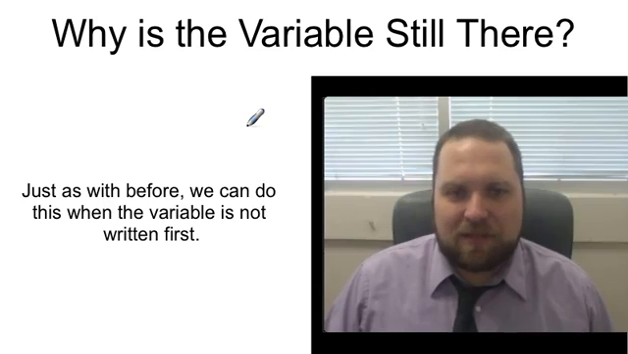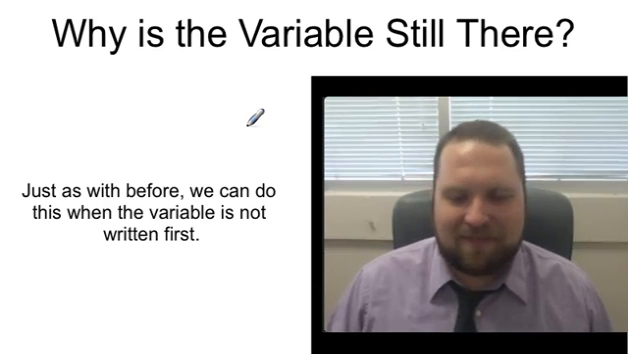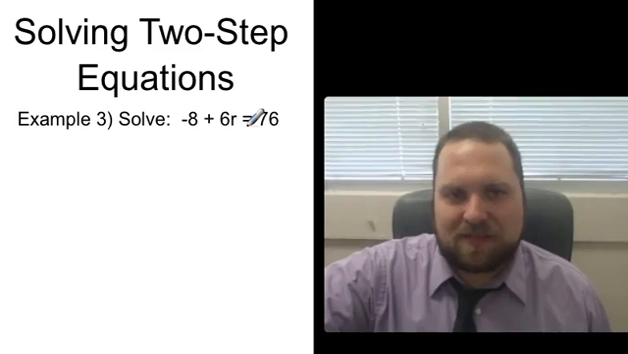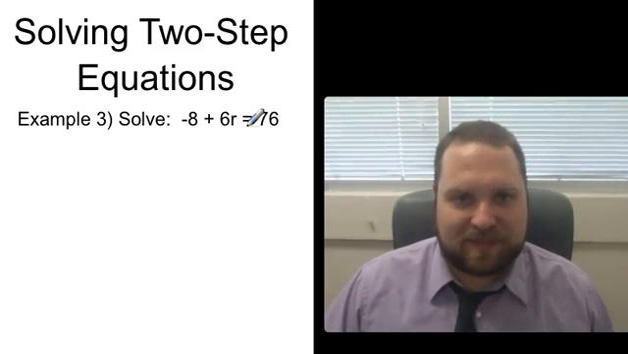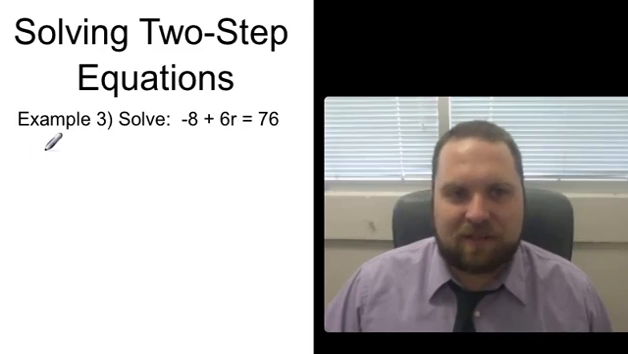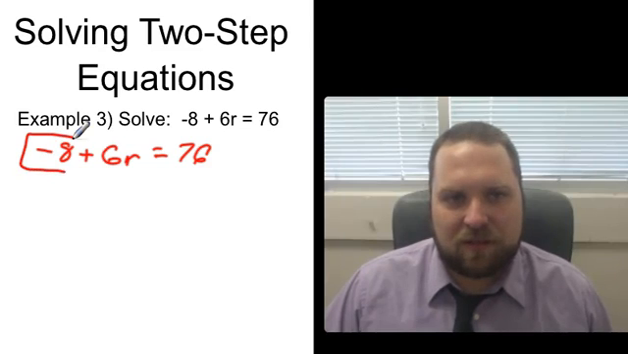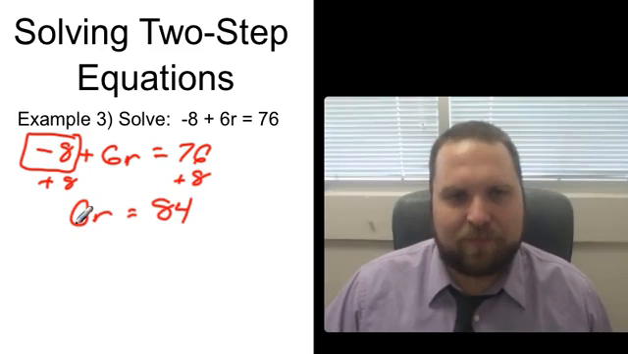In any case, when we look at this, we really like having that variable first, but it doesn't have to be that way. In fact, just as we saw with one step, we can look at things where the variable does not come first, and it's still solved in the exact same way. Here I have negative 8 plus 6r equals 76. And again, I want to undo the addition or subtraction before the multiplication or division. So to undo subtracting 8, I add 8 to both sides. And now I get 6r is equal to 84.